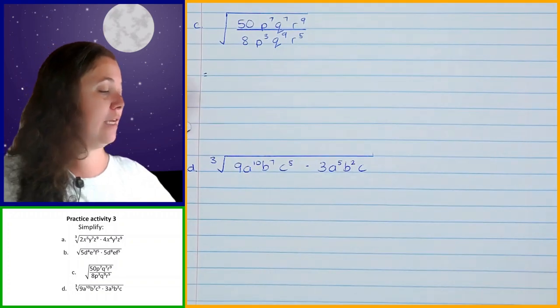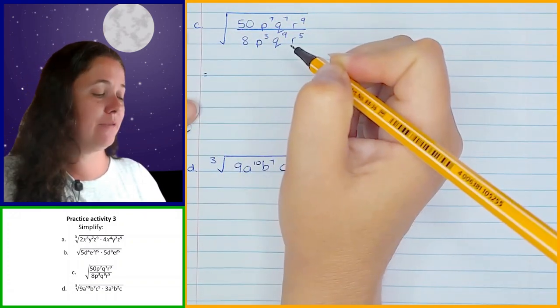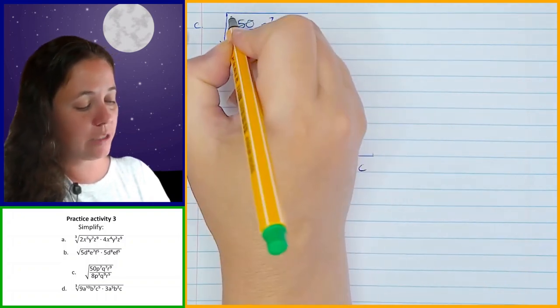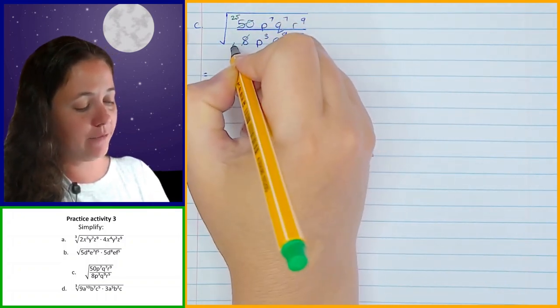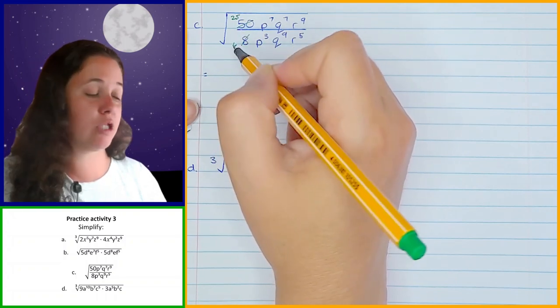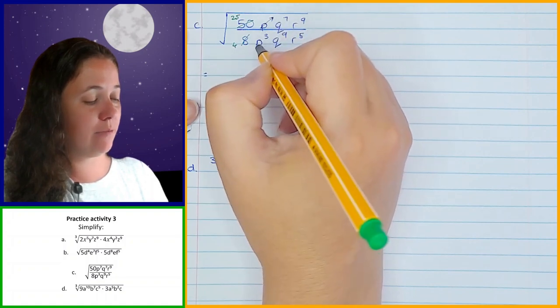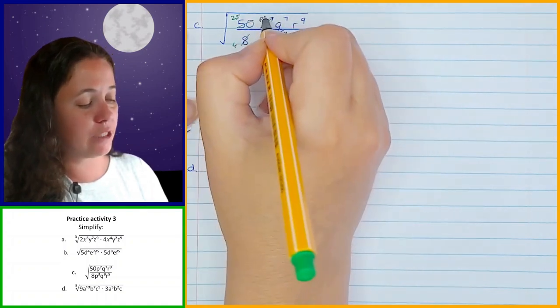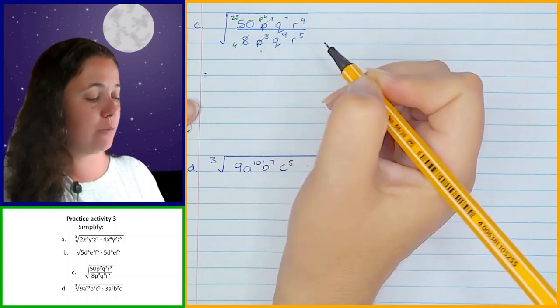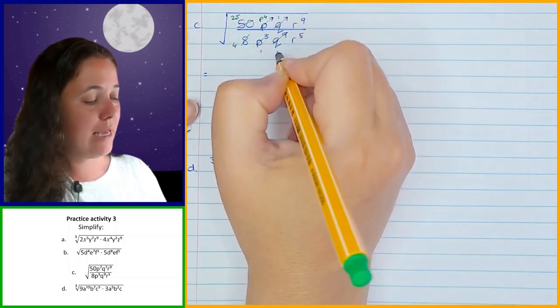So over here, 8 and 50 can both be divided by 2. That gives me 25, and that gives me 4. Now, if you look, 25 and 4 are both perfect squares, which means that I will be able to square root that. The p to the power of 7 and p to the power of 3 gives me p to the power of 4 at the top and 1 at the bottom. Q to the power of 7 and q to the power of 9 gives me 1 and q squared at the bottom.